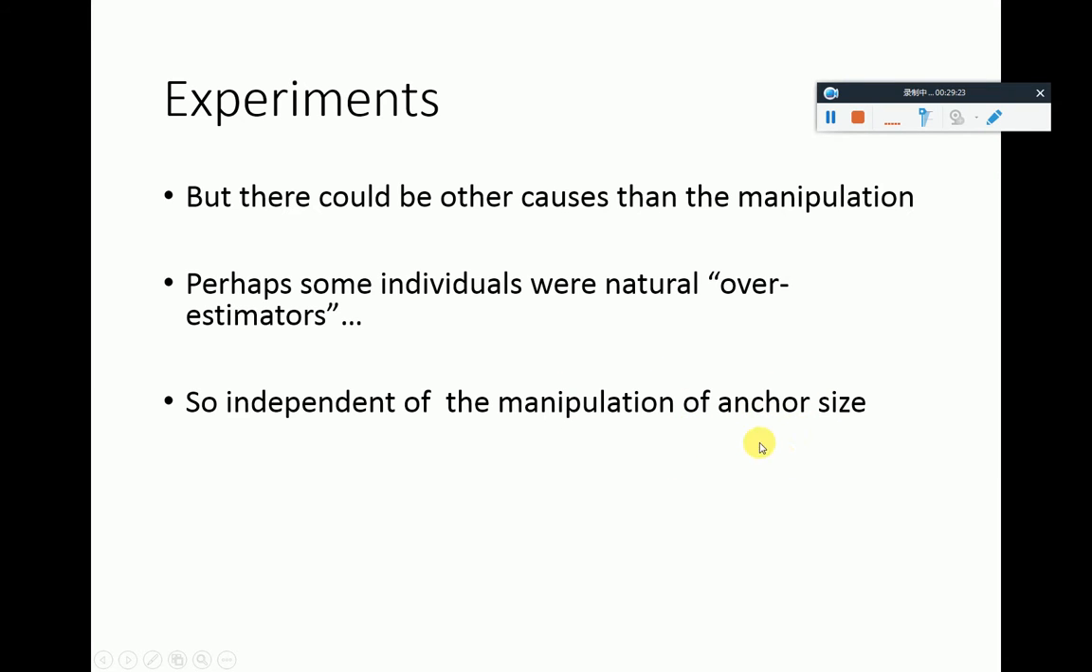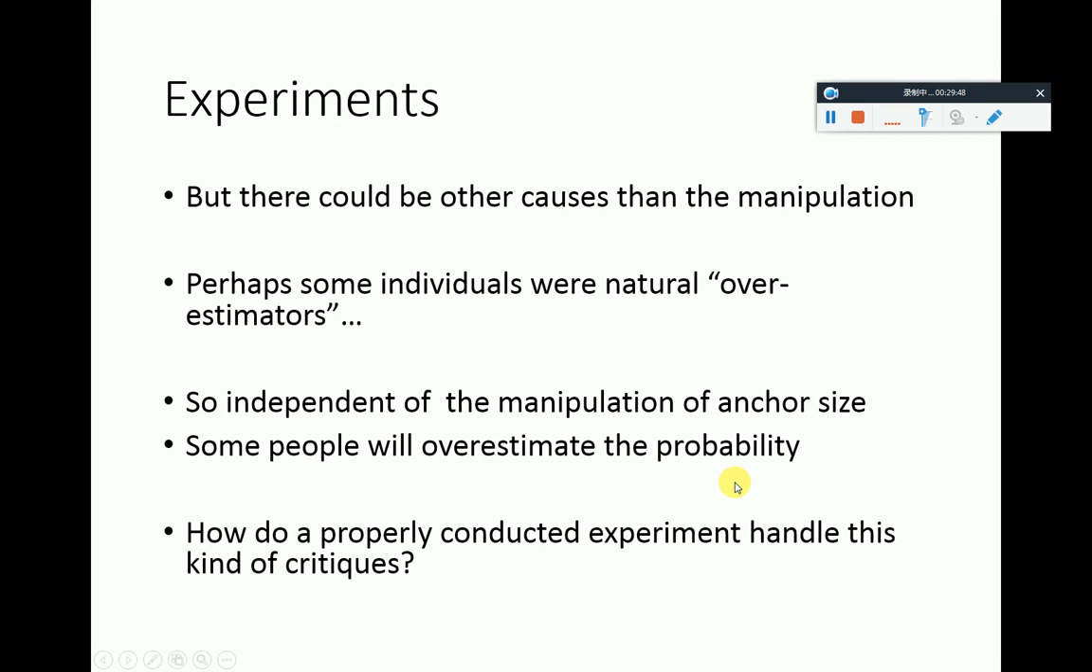Anchor size here simply means the value that we assign to different conditions. Some people would just, regardless of the manipulation, overestimate or overperceive the probability that Mike is more or less friendly. Okay? So the question, of course, is how do we rule out this possibility? How do we handle this critique?